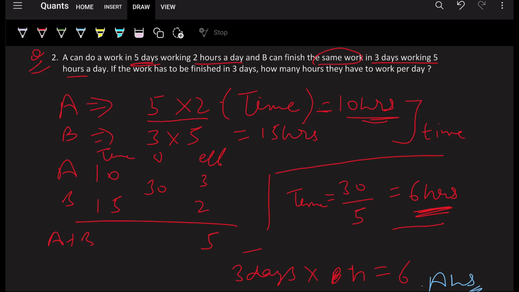Now the efficiency will be what? 3 for A, and for B it will be 2, which is 30 divided by 10, which is 3, and 30 divided by 15 is 2. Now for combining A and B, the efficiency will be 3 plus 2, which will be 5. Now the time taken by both A and B will be 30, which is total work, upon efficiency, which is 5. So it will be 6 hours.